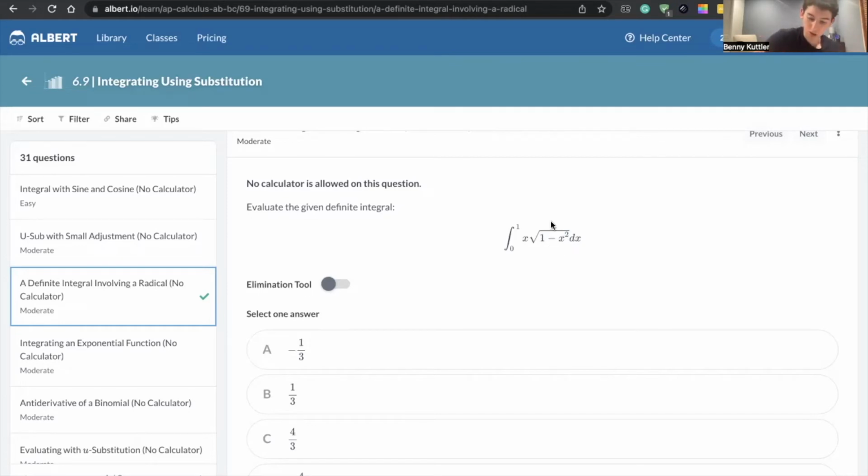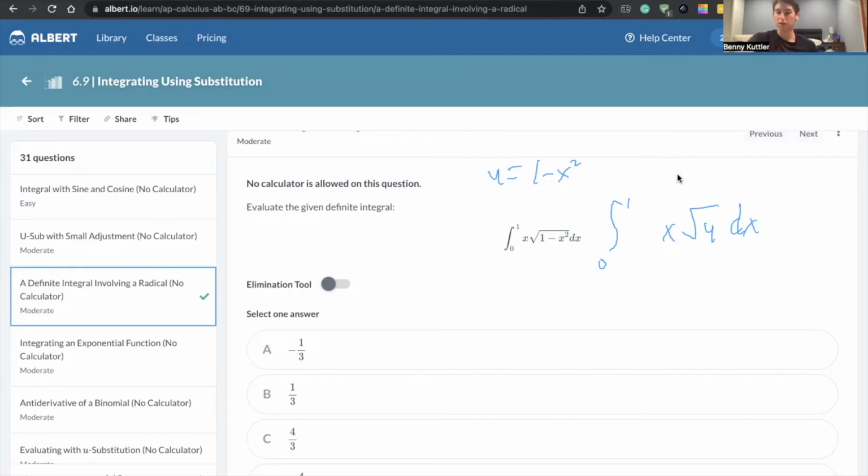So what we want to do is define u equals 1 minus x squared. Then we'll be left with the integral between 0 and 1 of x times the square root of u dx. But if we notice, our variables don't really match up. We have u and dx, which we can't have.